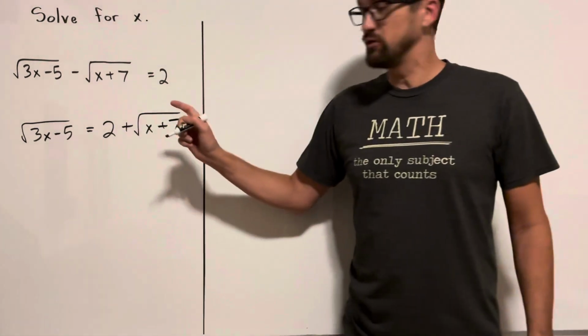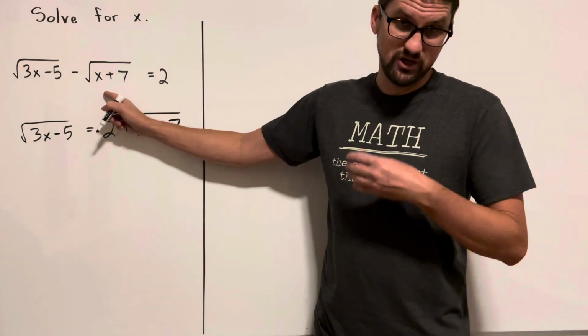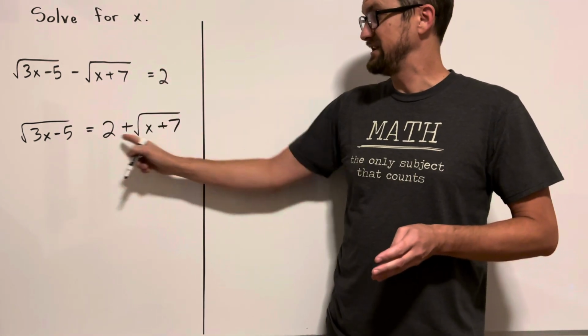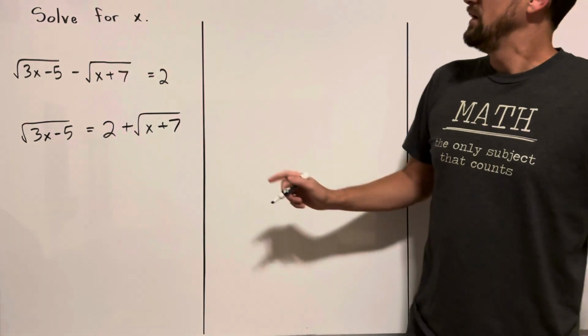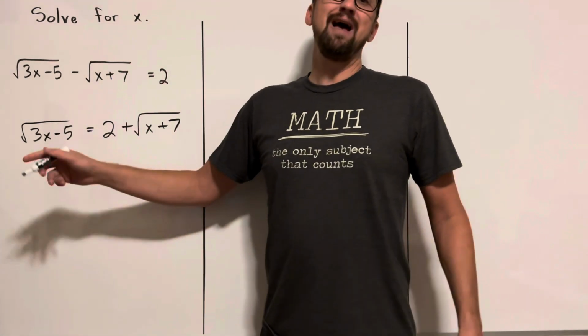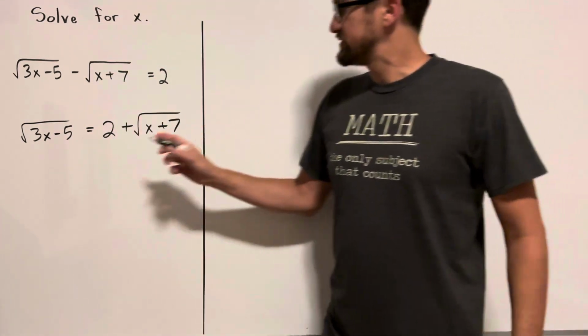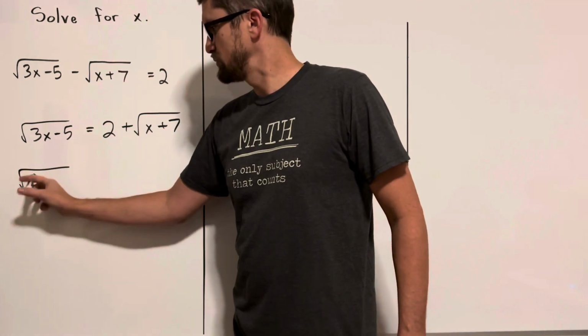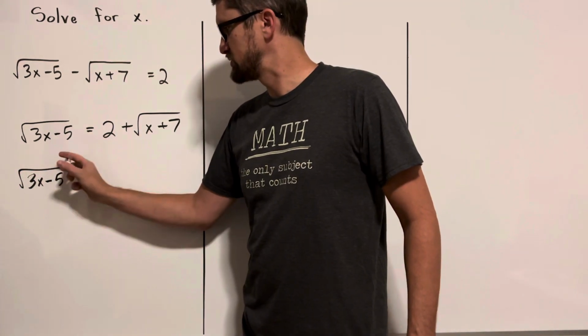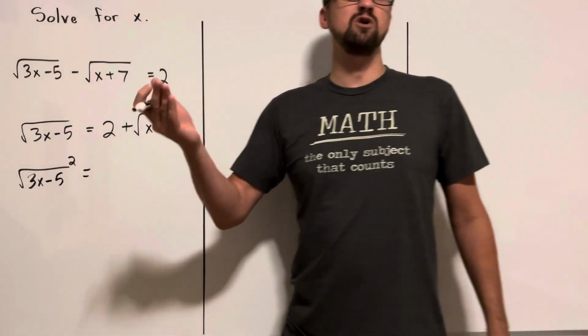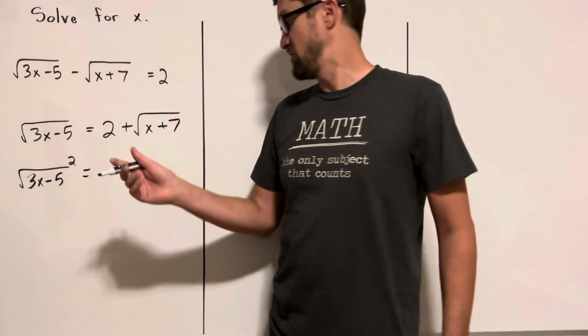So when you add square root of x plus 7 on the left, it goes away, and when you add it on this side, it adds to the 2. All right, now that we've isolated one of the radicals, now we're going to square both sides. So we're going to take square root of 3x minus 5 and square that, because if you square square root, it makes it go away.